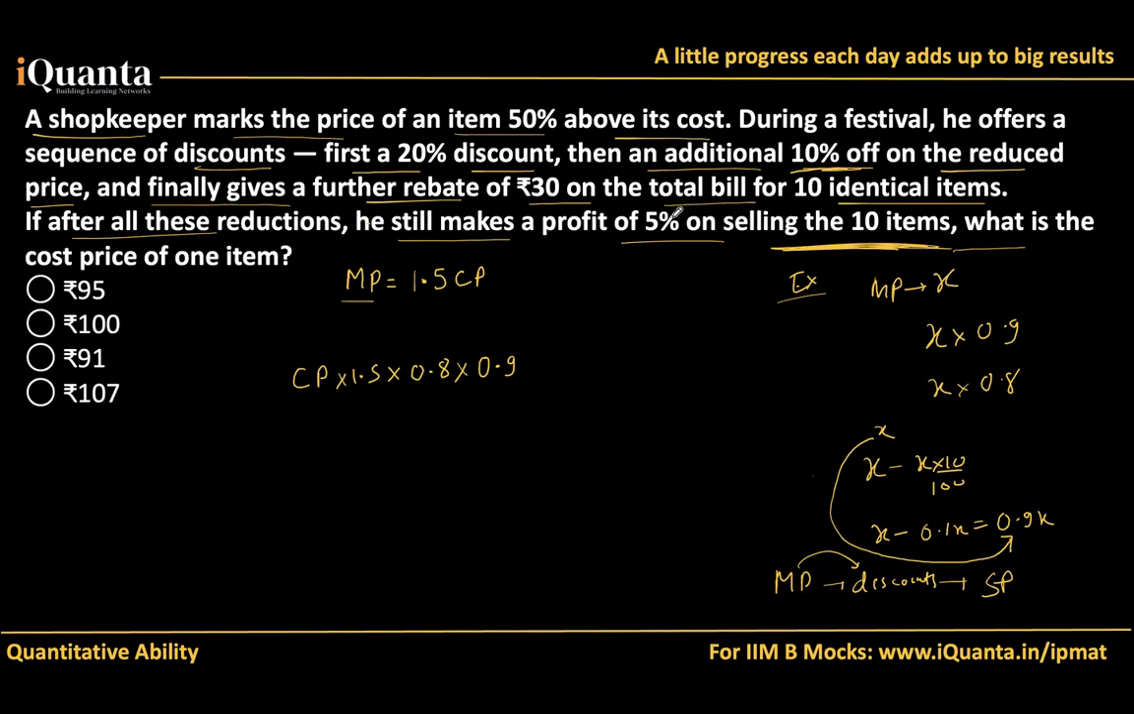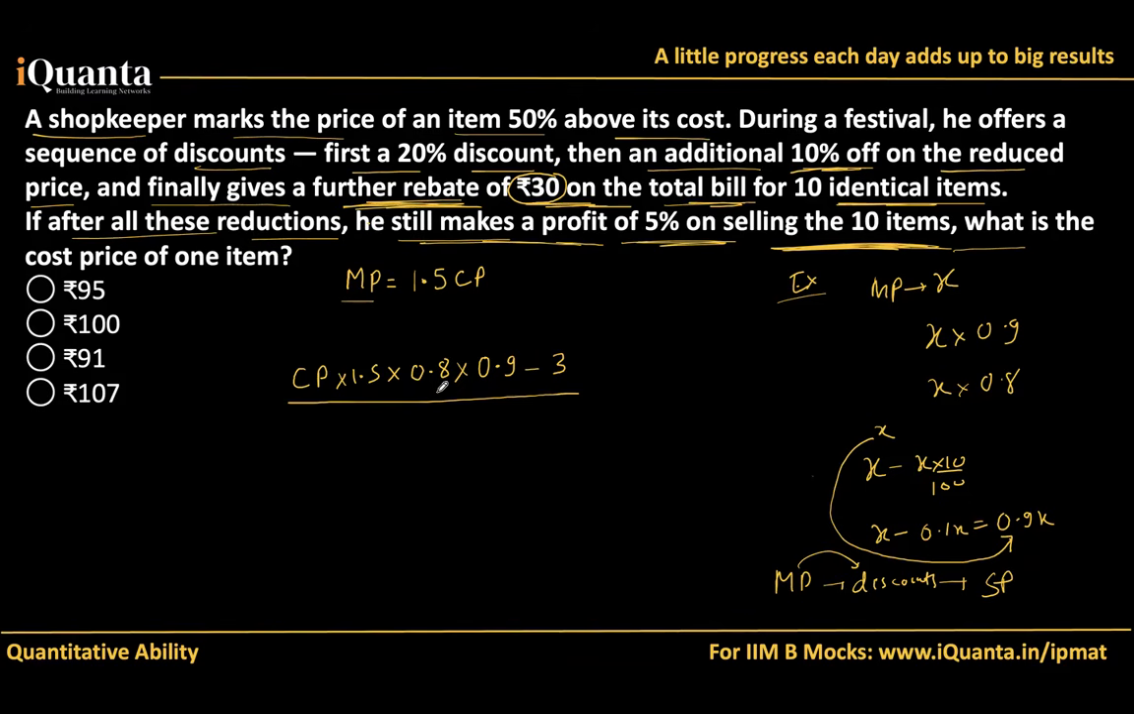And because we are talking about 10 items here, after this 10% discount, he also gives a further rebate. Rebate simply means discount of 30 on the total bill for 10 items. So this total discount of 30 rupees is on 10 items. So every item he would have given 3 rupees of discount. So this is the total of all types of discounts and reduction of price. This is what we have. And on this, we have been given that after all these reductions, he still makes a profit of 5% on selling the items. So this is basically the complete selling price. This is my selling price, isn't it?